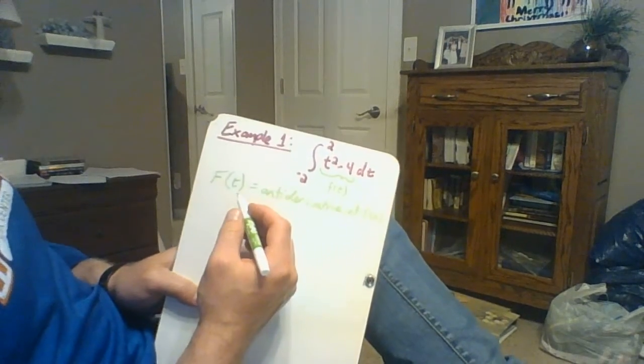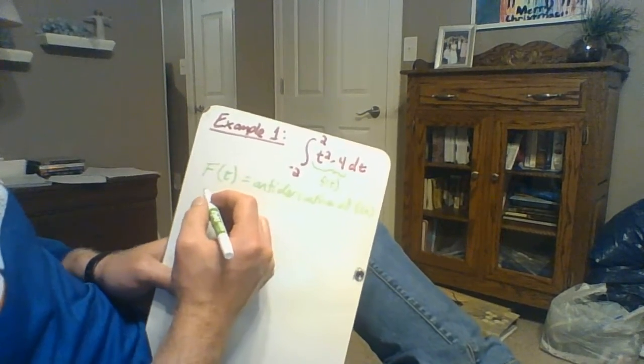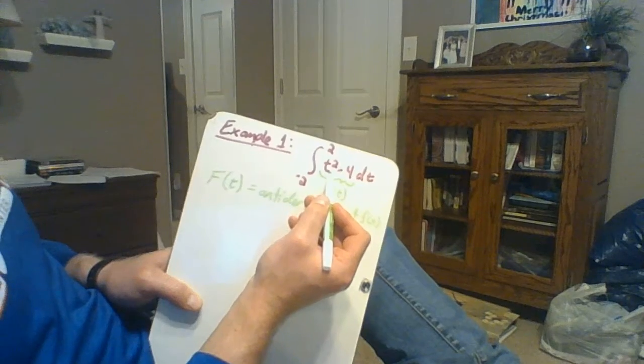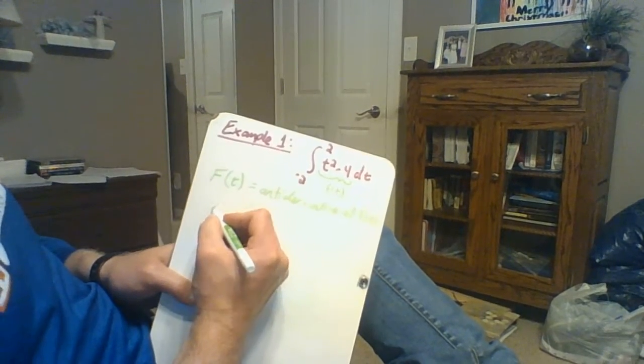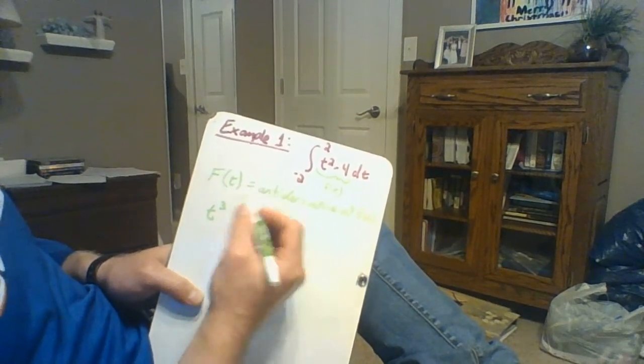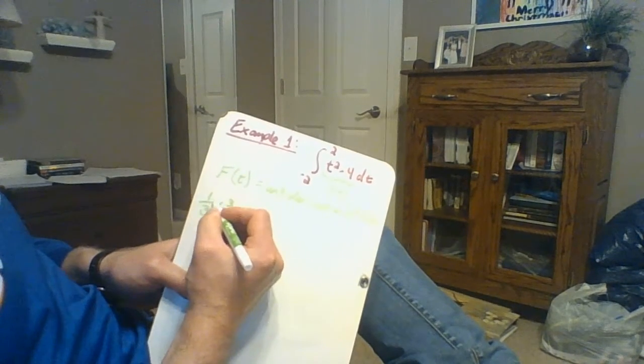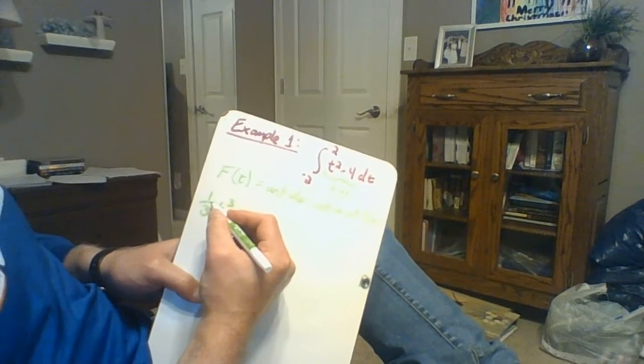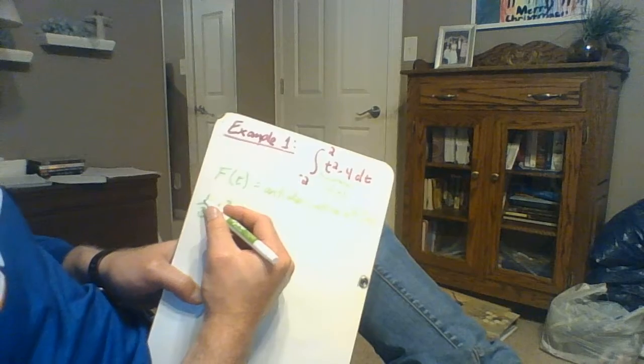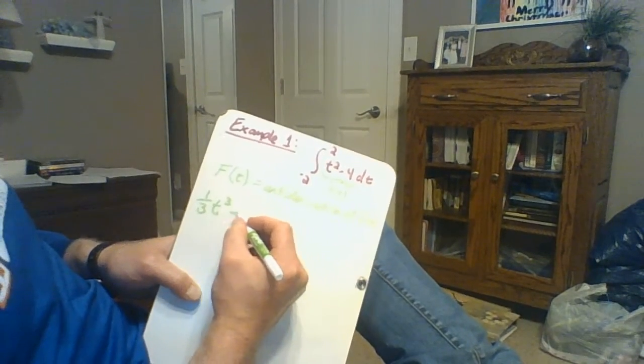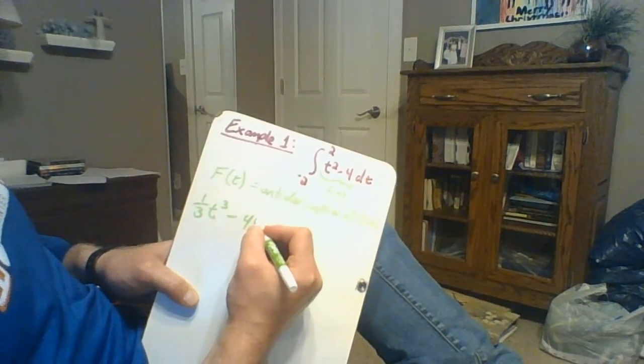Okay, so you're just finding that first. And this is what we did Friday. So to do that, we say, all right, what's going to give us a derivative of t squared? Well, that's going to be t cubed. And then I got to put a 1/3 in front of that so that when I bring the power down and multiply it by the coefficient, I get a 1. And then this needs to be 4t.